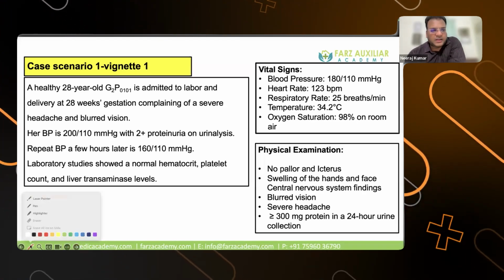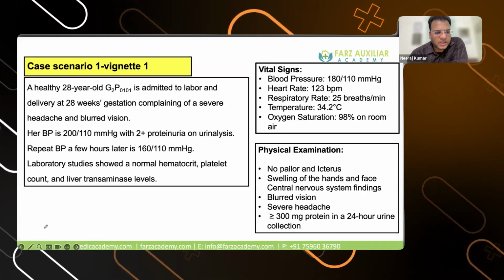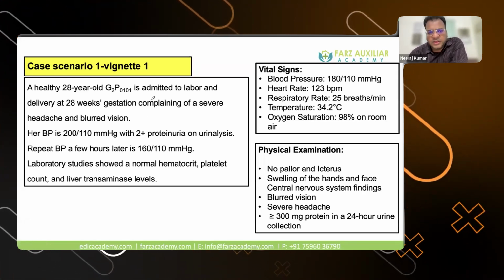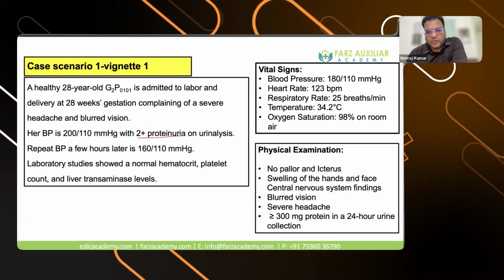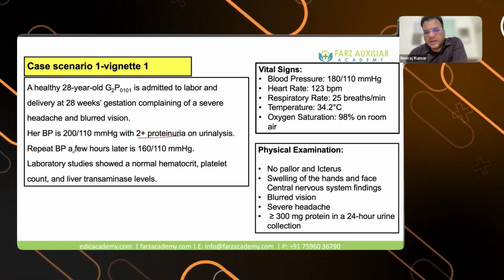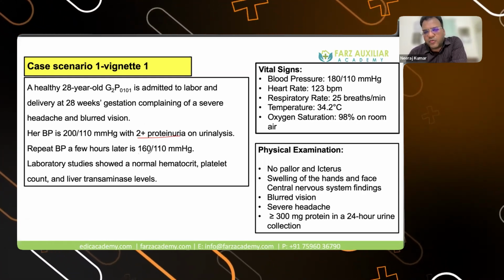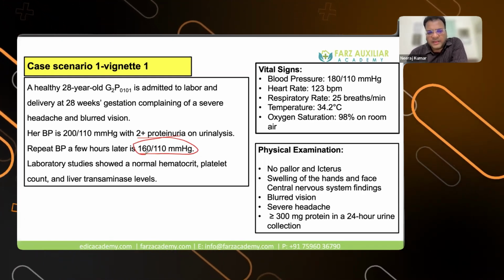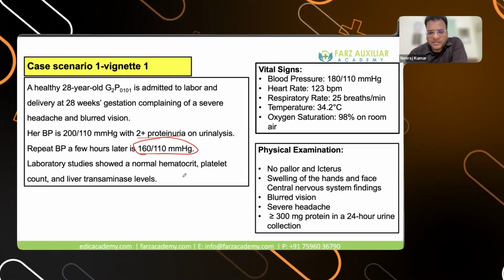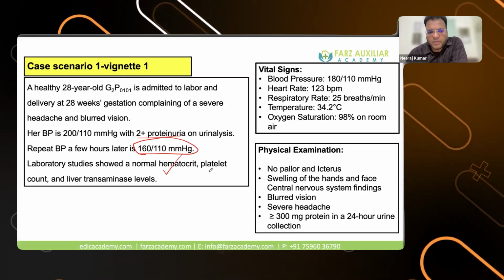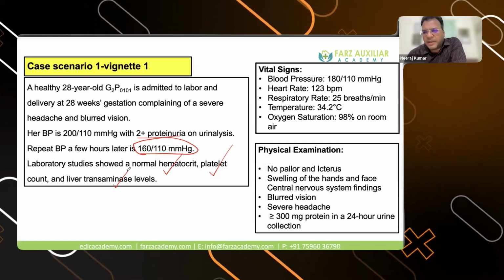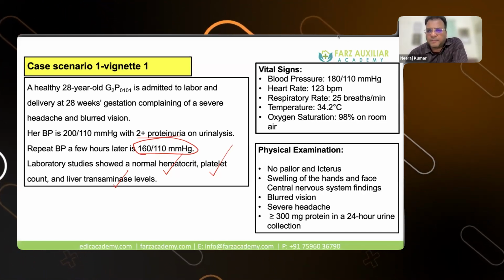Then her blood pressure was in the range of 200 by 110 with 2 plus proteinuria on urine analysis. The repeat blood pressure was 160 by 110, and the next reading was also 160 by 110. The lab parameters showed a normal hematocrit, a normal platelet count, and a normal liver transaminase level. So all the lab parameters were almost normal.